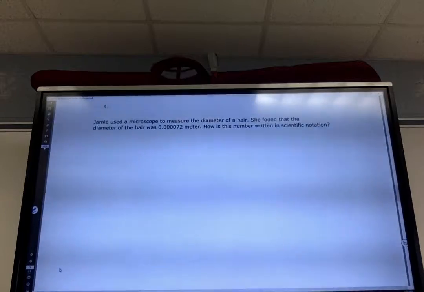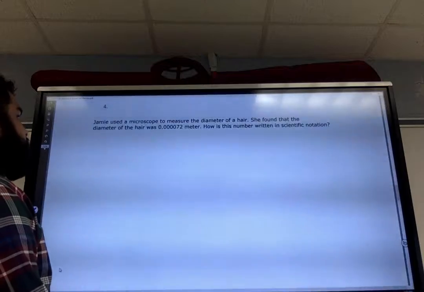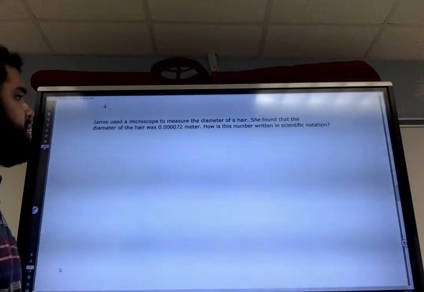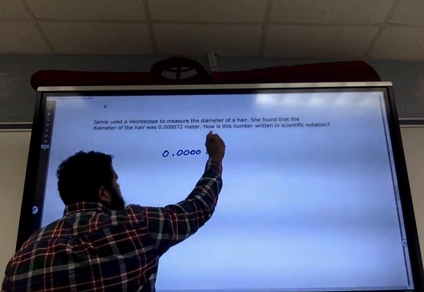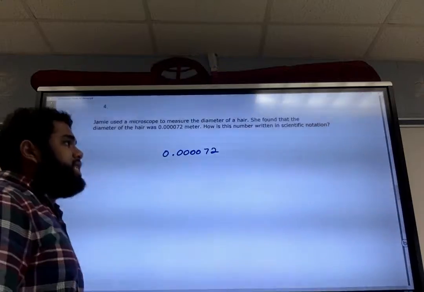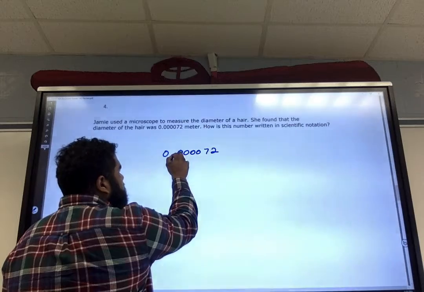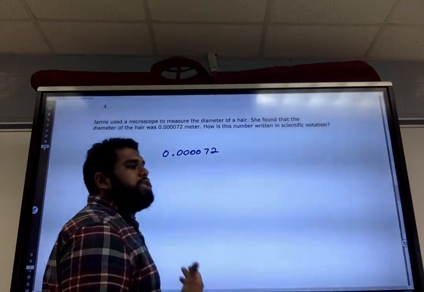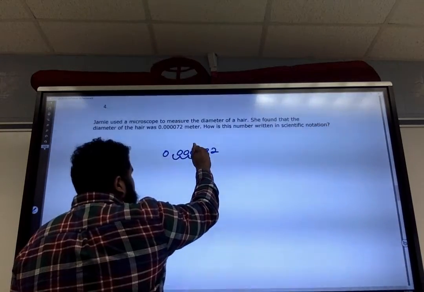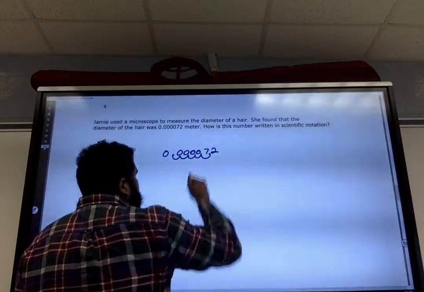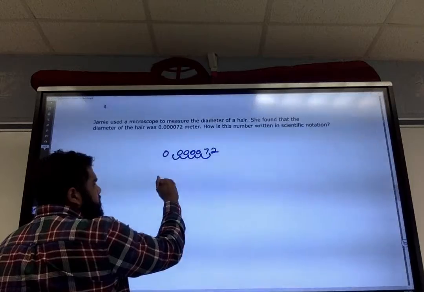Question 4. Jamie used a microscope to measure the diameter of a hair. She found that the diameter of the hair was 0.000072. How is this number expressed in scientific notation? Again, I start with my decimal, and I'm going to move it till it's in between the first two digits that aren't 0. So 1, 2, 3, 4, and 5. Now I know that my decimal is in between 7 and 2, so it's going to be 7.2.